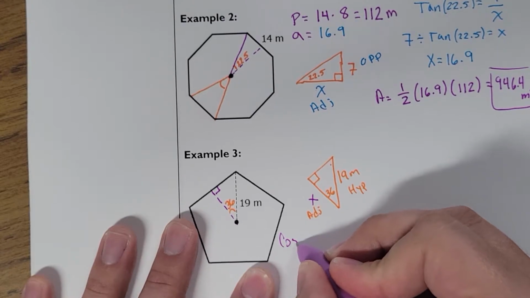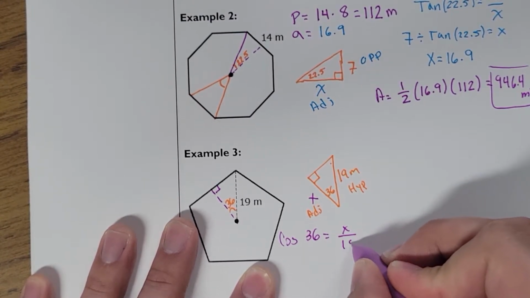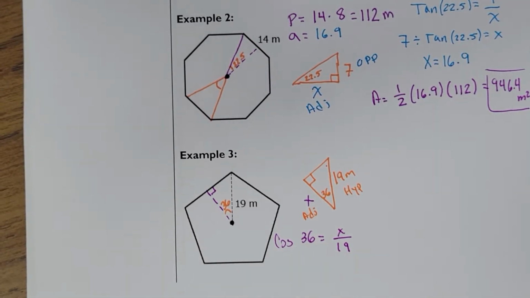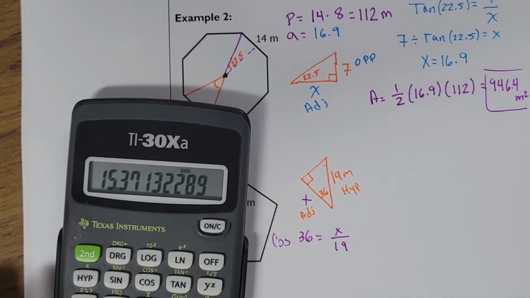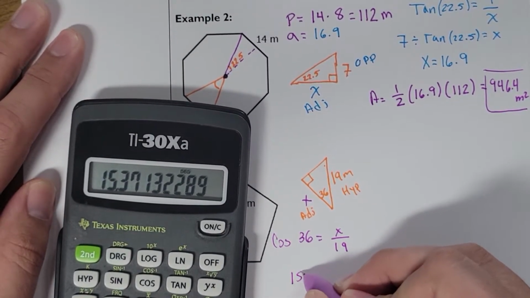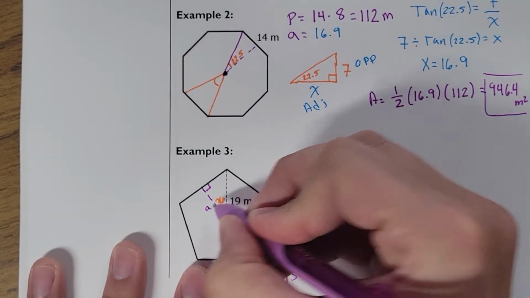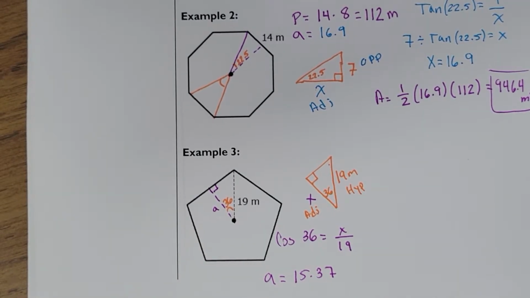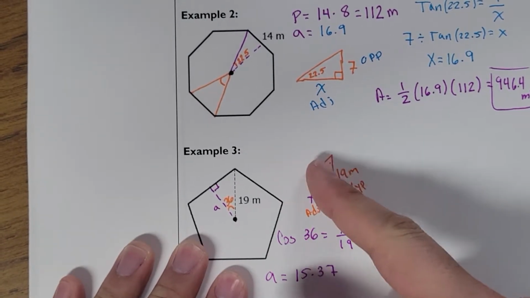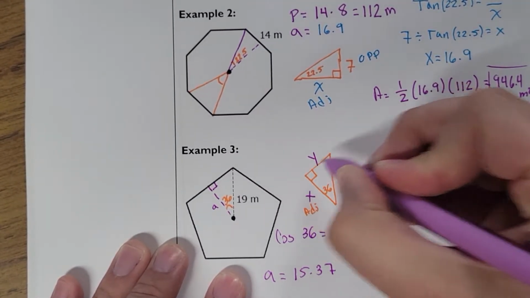So the cosine of 36 degrees equals the adjacent x over the hypotenuse 19. So that looks like a multiplication problem. Take the cosine of 36 and multiply it by 19. I get 15.37. Now again, remember this represents the apothem of my figure. So let's go ahead and change it from x equals to just a equals. And now I need to find the length of this side so that I can go around and find the perimeter. So I can maybe call this y.